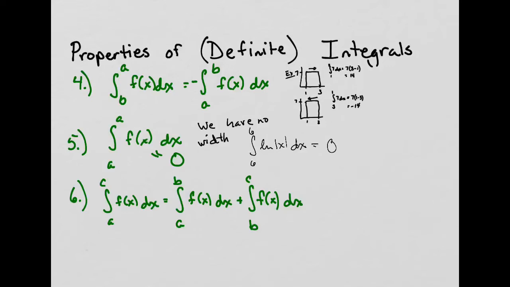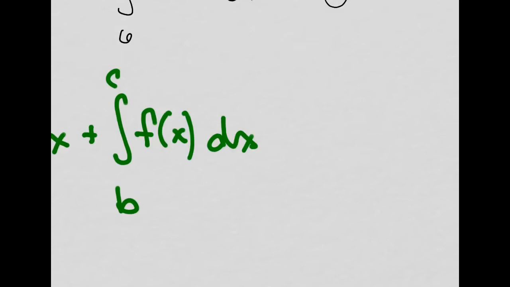Now let's look at our last example here, number 6. We have the integral from a to c of f of x dx. We can split that up into the integral from a to b of f of x dx plus the integral from b to c of f of x dx. So let's zoom in, and I'm going to draw you a picture of what's going on here.